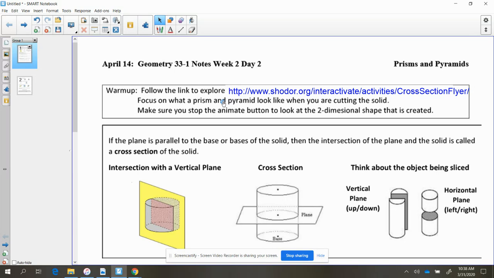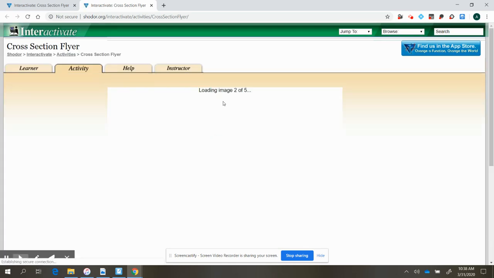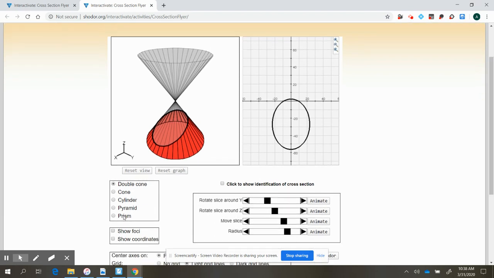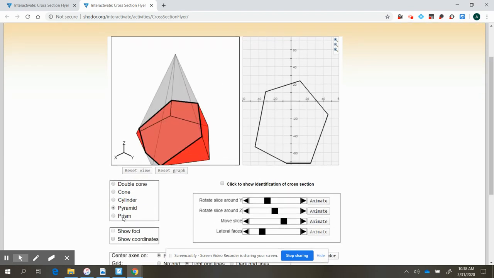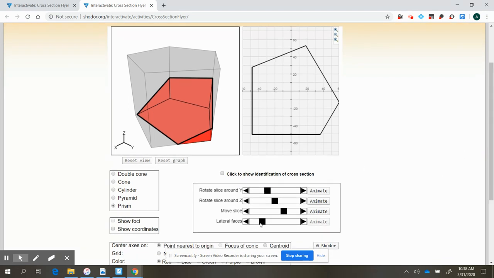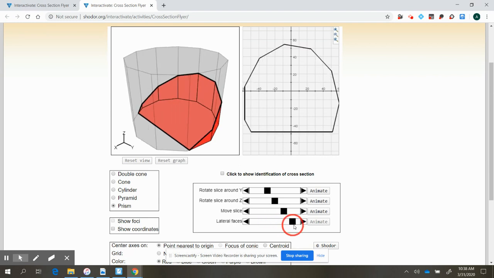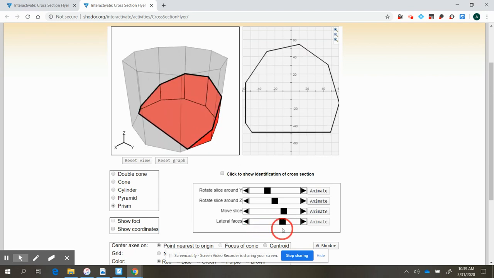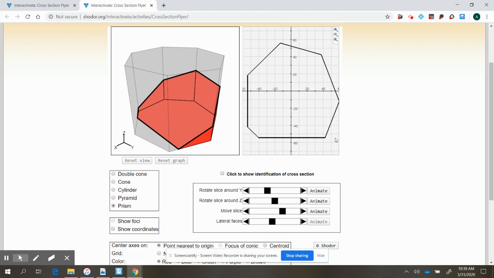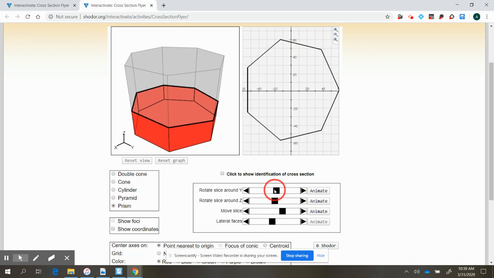So what you're going to do is you click on the link or type in the link, and you're going to see this interactive cross section flyer here. And what you're going to do is look over here on the left hand side. You're going to play around with the prism and the pyramid selections, and with that you can change the number of faces your prism or pyramid have on their bases. You can move this slice up and down to see what two-dimensional shape it's forming on the right-hand side up here. And then most importantly, you can change this slice.